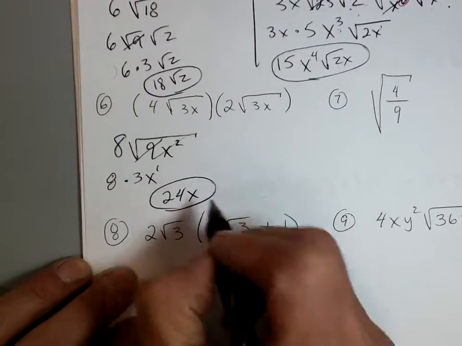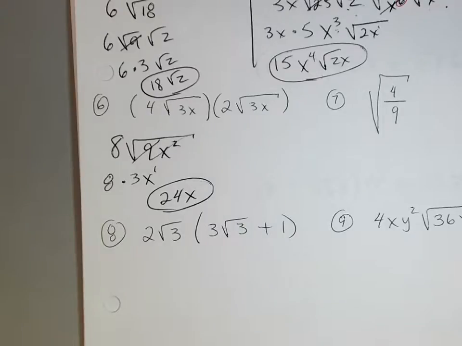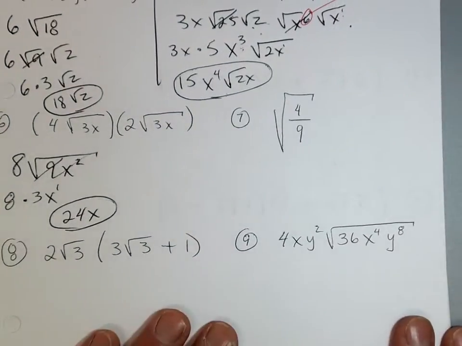24x. Or x to the 1, if you want to put the 1 in there, that's fine. How am I doing? Okay? Even if you've never seen this before, does it make a little bit of sense? Good.